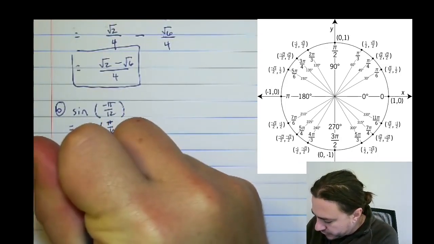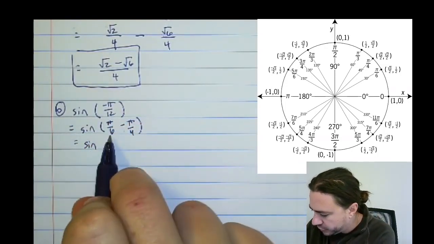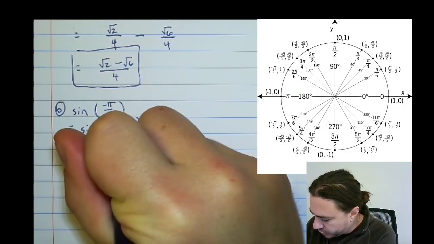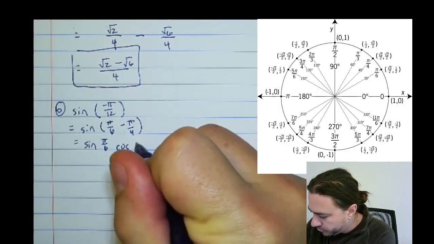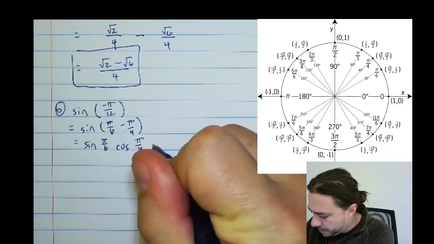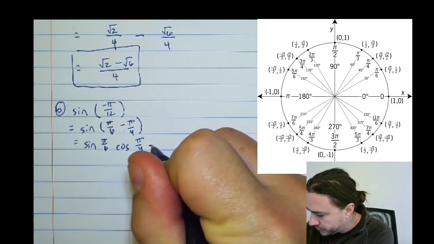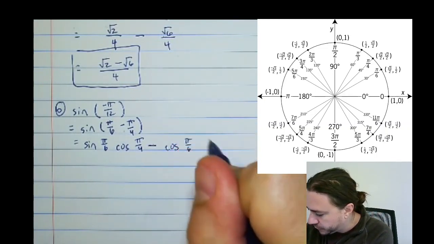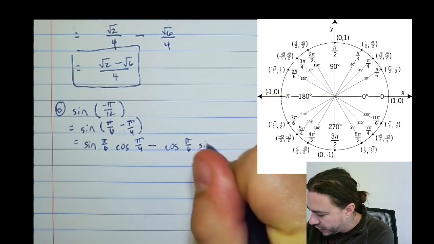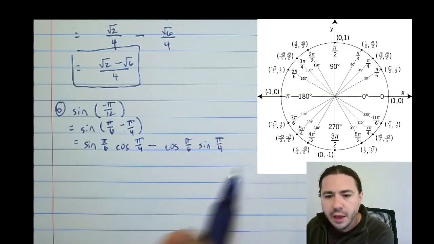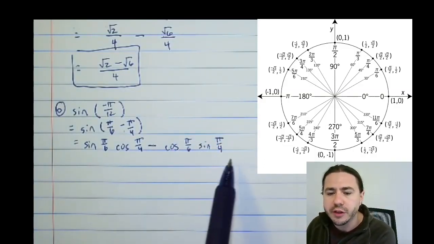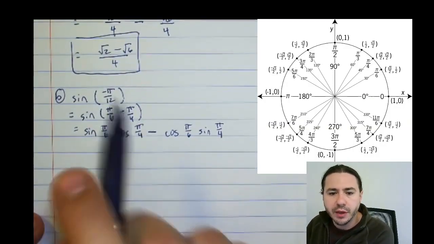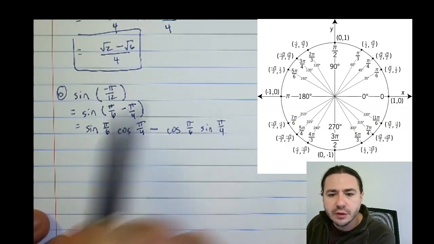sine of A, which is pi over 6, times cosine of B, which is pi over 4, minus cosine of pi over 6 times sine of pi over 4. And so we'll go through, we'll evaluate each of these four and pull together like we did the last problem, and we'll be done with that. So let's go through this.